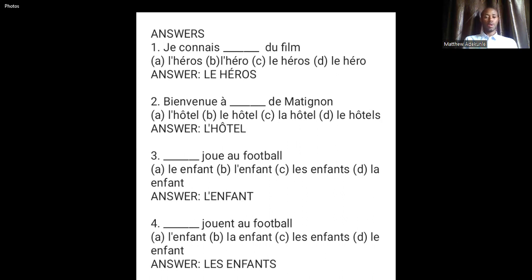And the last one there, we have les enfants jouent au football. The children are playing football. So, that's why we are picking option C, because the verb is now plural. Jouent with ENT, or NT at the final, is signifying plural. So the children play football or the children are playing football.